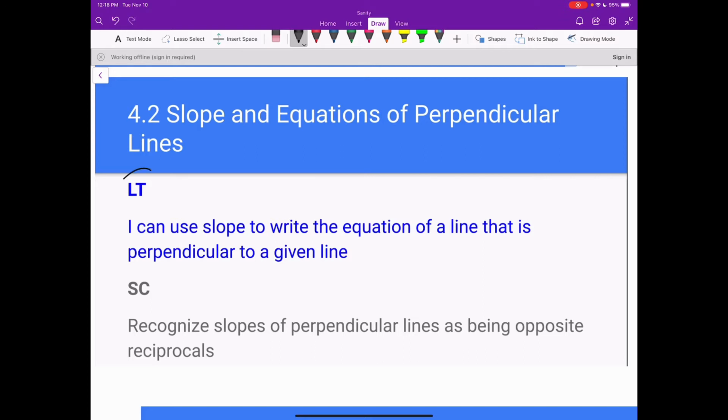So the learning target today says I can use slope to write the equation of a line that is perpendicular. Again, that means intersecting at a 90-degree angle to a given line. And we're also going to talk about slopes being opposite reciprocals of each other if they're perpendicular and what exactly that means. Pause if you need to get the learning target written down.